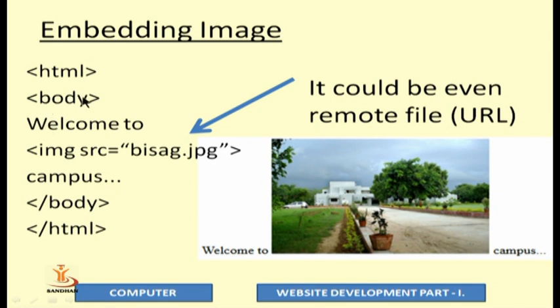In the program, we have written one text, that is "welcome to campus." In the "welcome to campus" text, I have embedded one image. This image is written through the img tag. In the img tag, I have used src bisect.jpg. That means in my web page, I want to show one particular image between "welcome to" and "campus." So here you can see the output, welcome to campus.